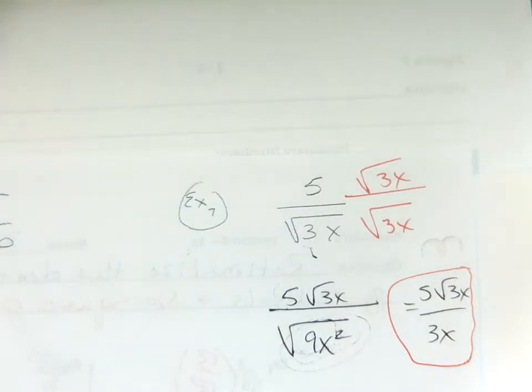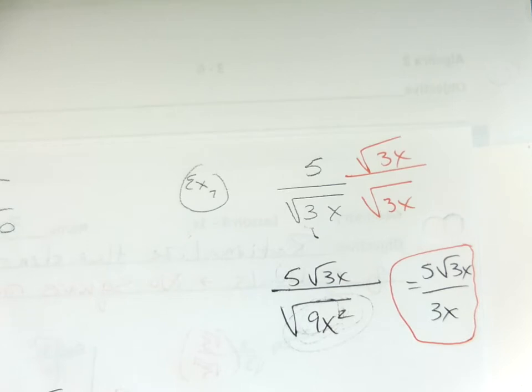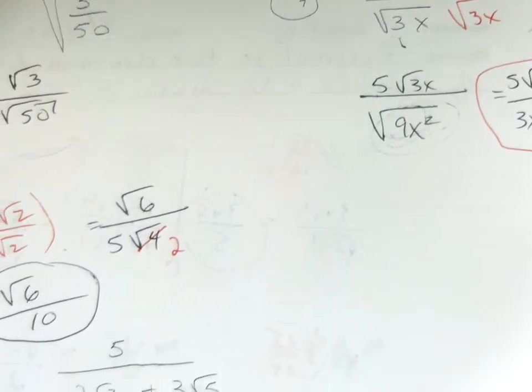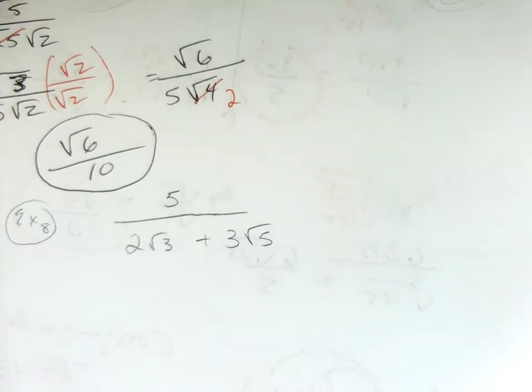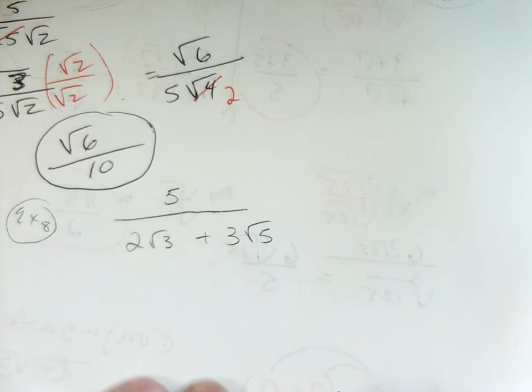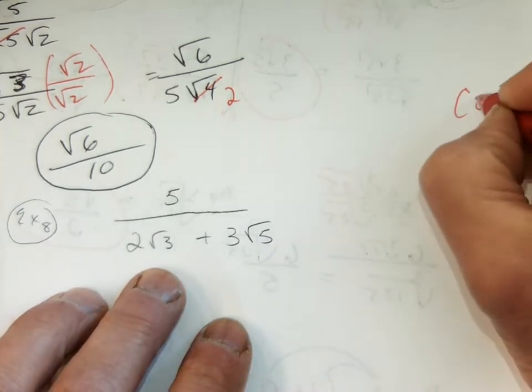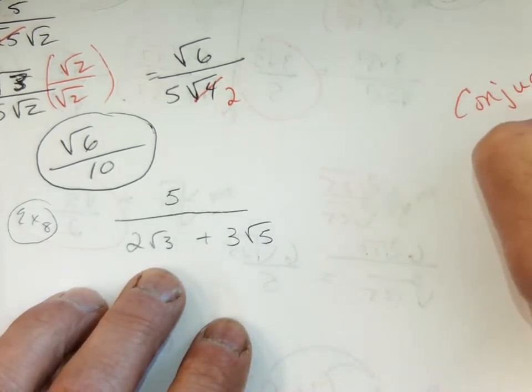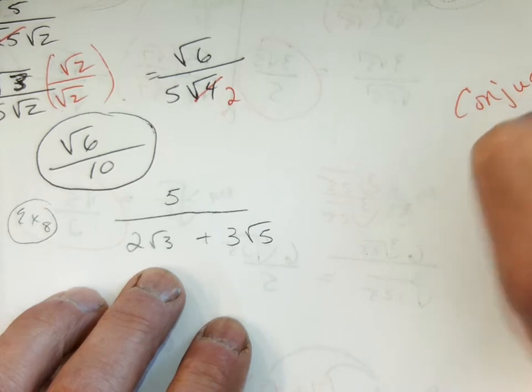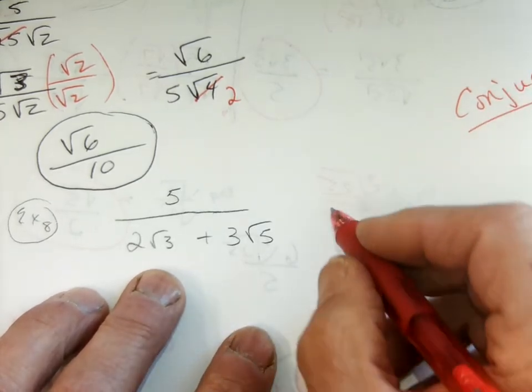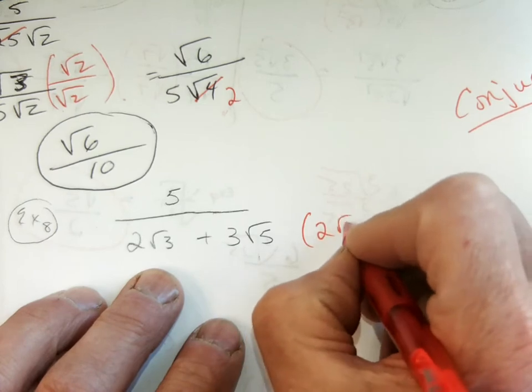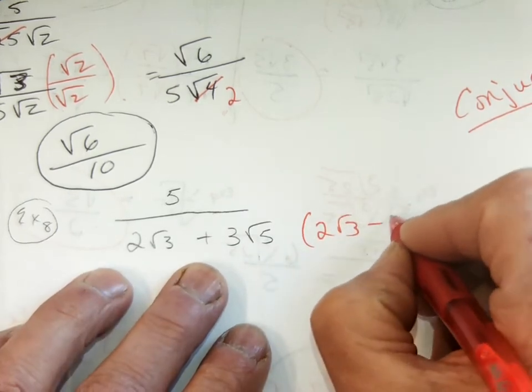All right, last problem. Am I going too fast? Look, last problem. Slide it up. Okay, what's our dilemma? What's our conjugate? We need the conjugate. What is it? Yep, it's going to be 2 square roots of 3 minus 3 square roots of 5.